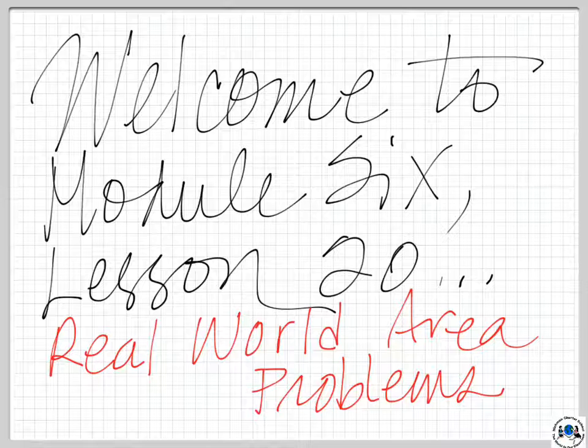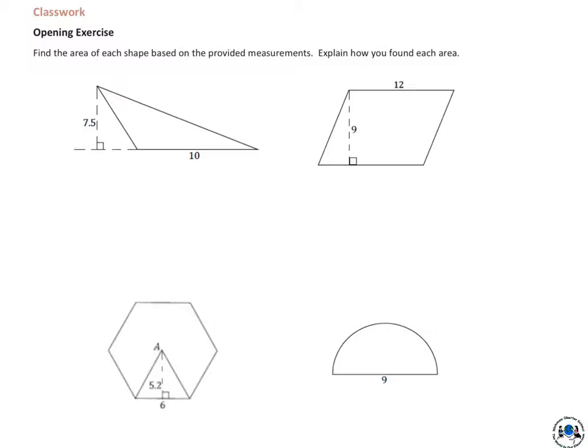But these are not concepts you are unfamiliar with. We'll just be approaching them in a different way, I think. Anyway, let's get started. So here we go. Find the area here, opening exercise. Find the area of each shape based on the provided measurements, and then explain how you found each area.